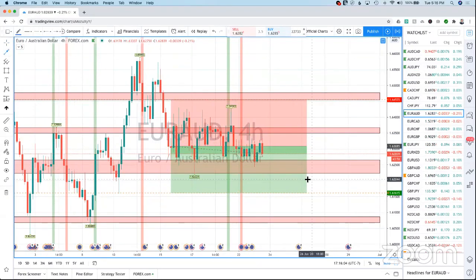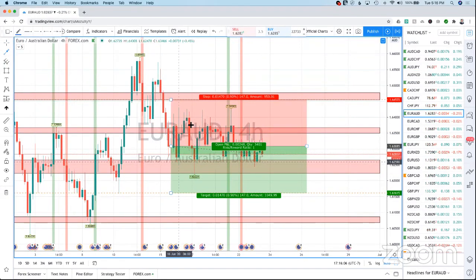The problem with this is it can reject just like it did right here. It came down, rejected, came down, rejected, came down, rejected. Again, right here, it came down and rejected. So it's going to come down and test it 1, 2, 3, 4, 5, probably a 6th time right here. So it can really go either way.